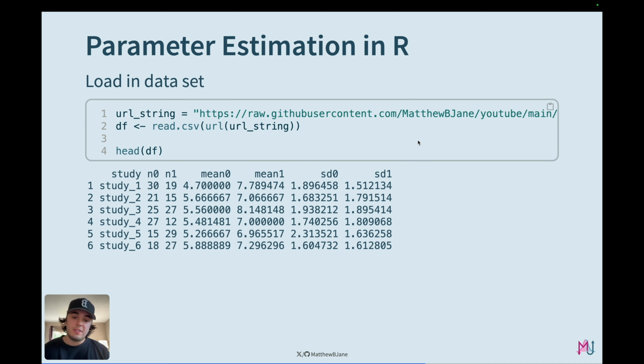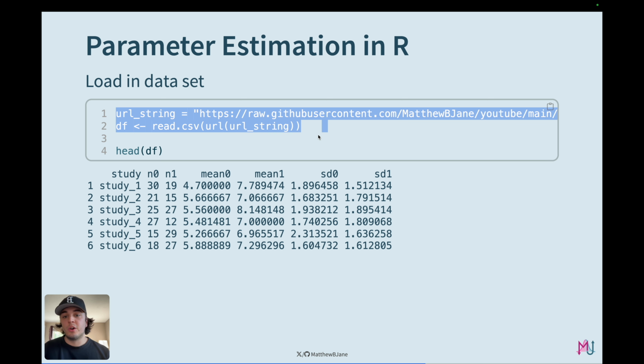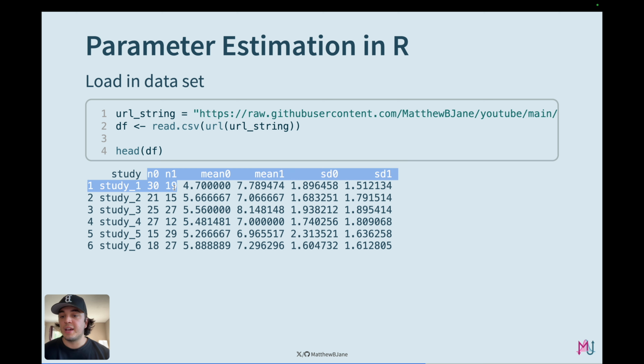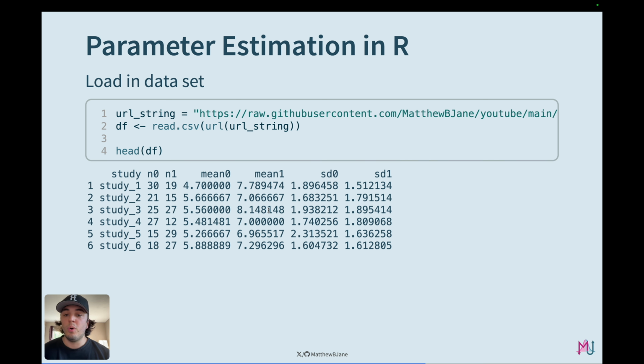So we can do this in R as well to make this process much easier. We can first load in the data set from my GitHub repository with this code here. And then we can just take a look at the data set. So here we have the study column, study ID. We have the sample sizes for each group 0 and group 1. We have the means of each group and the standard deviations of each group.